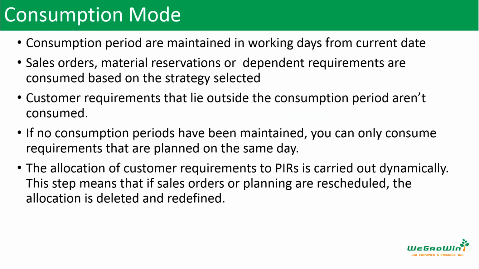Before going to the example, let us see that consumption periods are maintained in working days, and sale orders, material reservations, and dependent requirements are consumed depending on the strategy we use. For example, make to order strategy, make to stock strategy, strategy 10, strategy 50, 63. These will consume the plan based on the order or the material issue. We discussed these during the strategy discussion, so please refer back to those sessions.